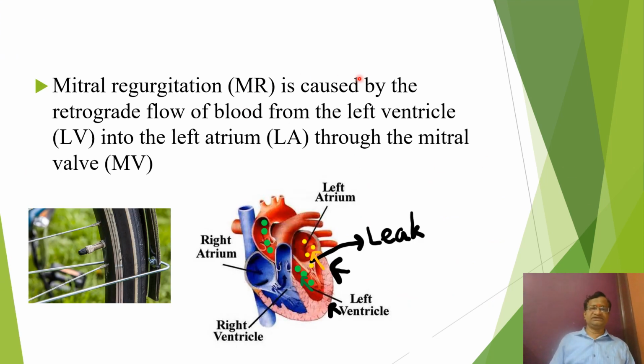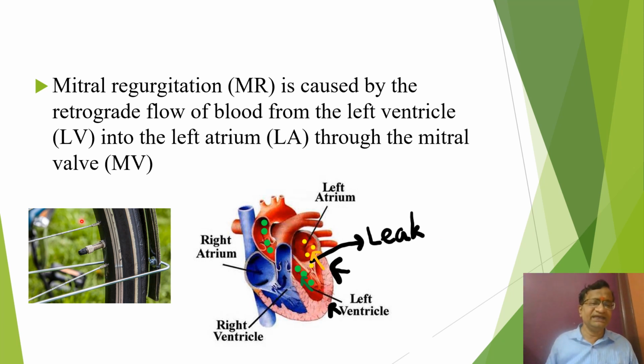What is mitral regurgitation? It is caused by retrograde flow of blood from the LV to the LA. From the LV, it normally has to go to the aorta. But if it leaks to the left atrium through the mitral valve, then it is called mitral regurgitation. Sometimes they call it mitral leak, sometimes mitral incompetence. These terms have gone and regurgitation has stood the test of time.